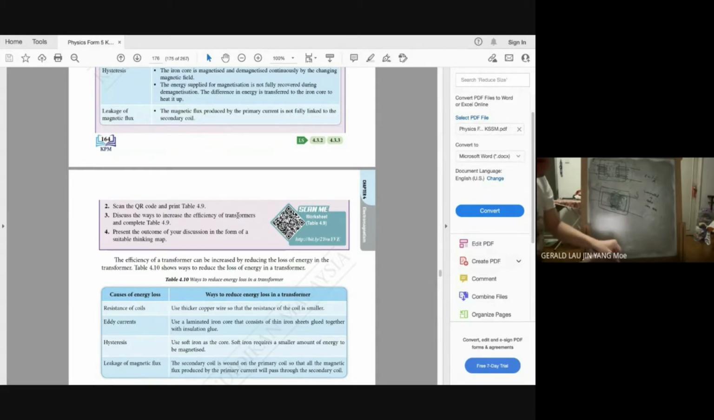Now, how do you overcome leakage of magnetic flux? I've already drawn the diagram. This is how you overcome it. The secondary coil is wound on the primary coil so that all the magnetic flux produced by the primary current will pass through to the secondary coil. So this is less efficient. This is much better.